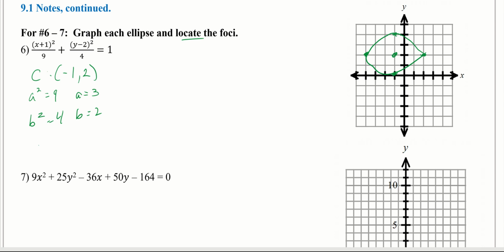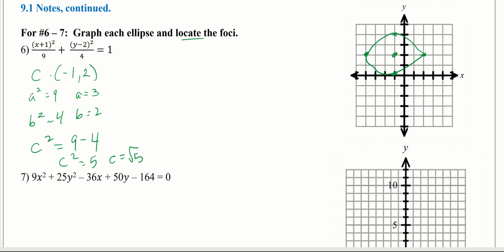And so our foci, again, is c squared. I would do major minus minor. So c squared is equal to 5. So c is equal to √5. And so, again, on previous problems, we would just see which direction the major axis was and put that in that same x or y variable.